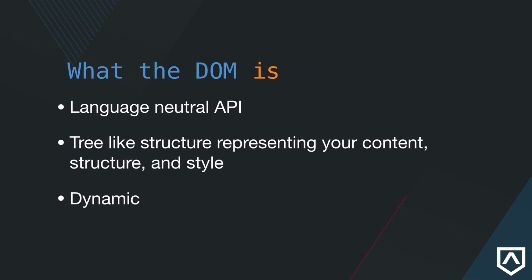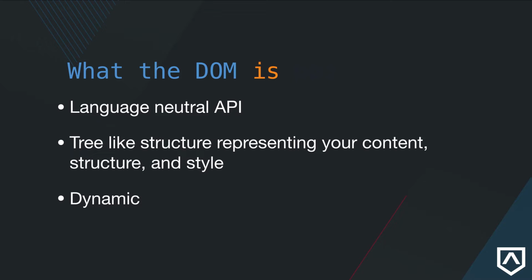So let's talk about what the DOM is. It's a language-neutral API. So that means that JavaScript is not the only language that can actually manipulate it. Pretty crazy. It's a tree-like structure representing your content, structure, and style. Notice that we keep using that word representing, or representative of an object. Also, it's dynamic. So that means if we change it live, it will change right before our eyes. We'll see that in a second.